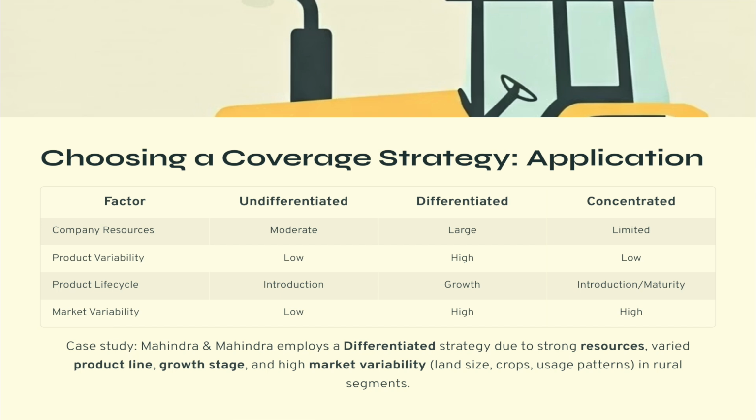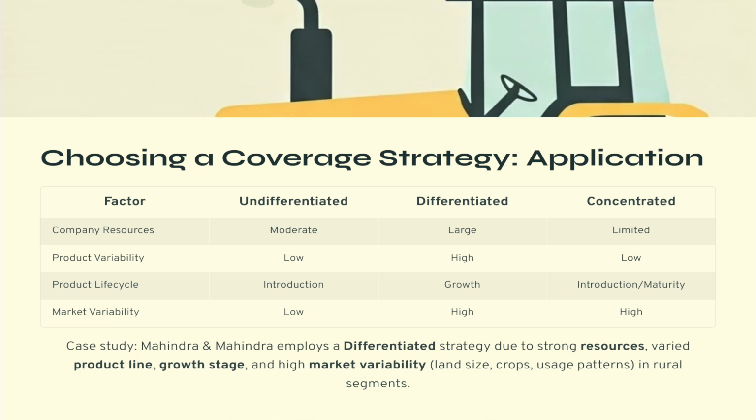Differentiated marketing typically requires large resources, supports high product variability, suits the growth stage, and addresses high market variability. Concentrated marketing can work with limited resources but suits less product variability and high market variability, often in introduction or maturity stages. Let's take an example.